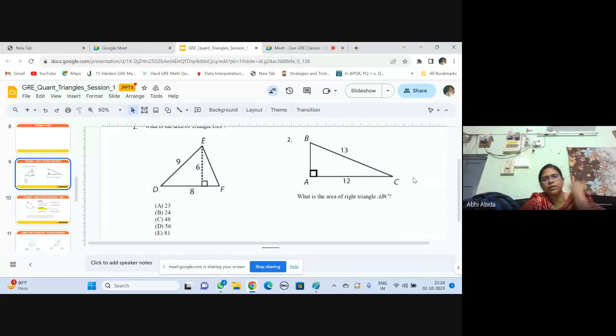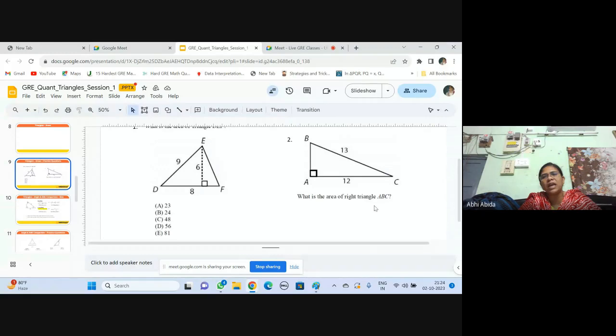Right. Next, second one. If you see the triangle here, he is asking you to find the area of the right angle triangle ABC. To find the area of right angle triangle ABC, I have told you that for a right angle triangle we can apply the Pythagoras theorem. By applying the Pythagoras theorem, we can find the length of the missing side. By finding the length of the missing side, we can find the area of the triangle ABC.